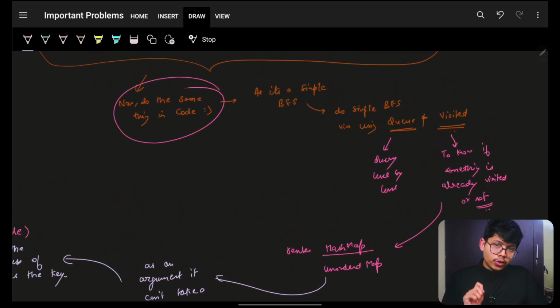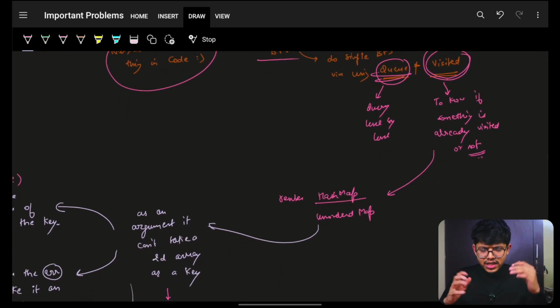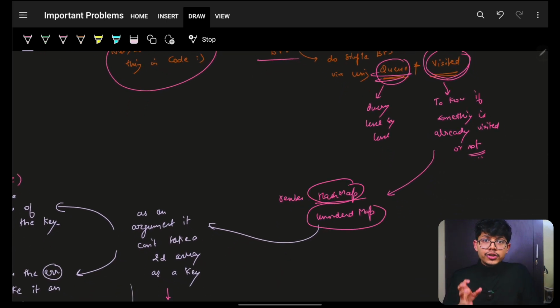Now the thing is, okay, you got the approach. How will you code it is the actual question. You know it's a BFS, and in a simple BFS approach, you take a queue and a visited array. Queue, obviously, because you have to travel level wise. Visited, so as to not visit the same thing again. And if you remember, for visited in BFS traversal we take a hash map or an unordered map to say whether this specific node is visited or not.